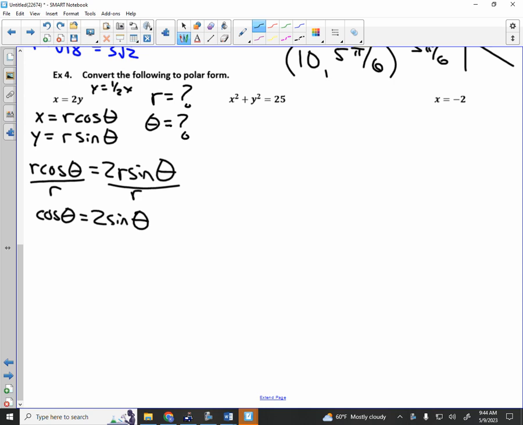What should I do to both sides? Seen it before. Divide by cosine. What do you end up with on the left-hand side? 1. What do you end up with on the right-hand side? 2 tangent. And if I divide both sides by 2, I get 1/2 is equal to the tangent of theta.